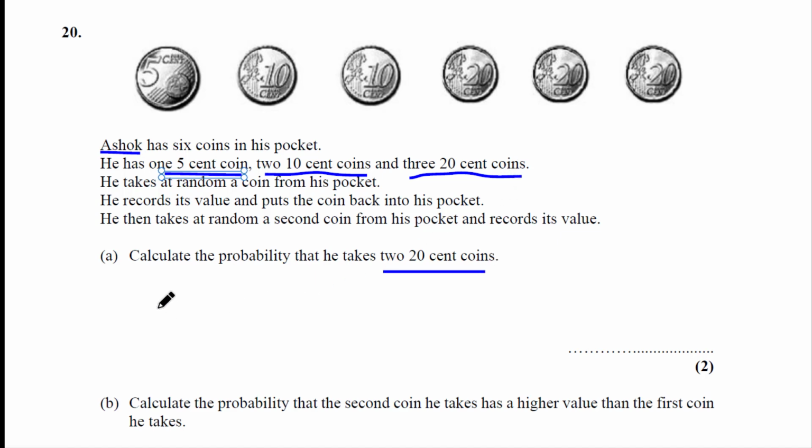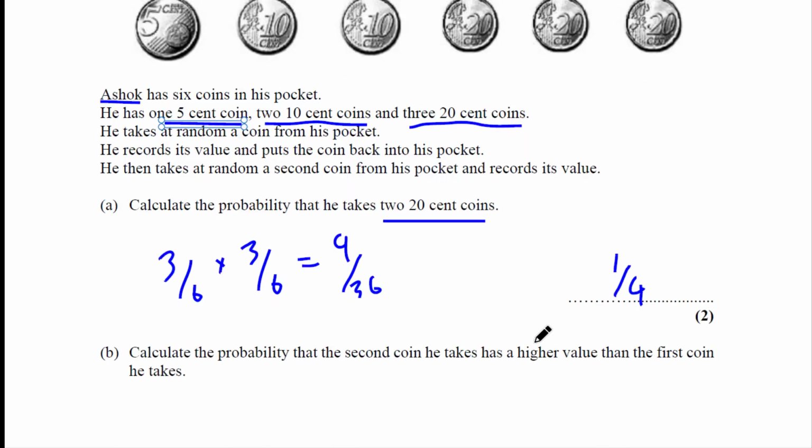So at first we've got 3 out of 6. That's a chance of picking up 1 20-cent coin, but he puts the coin back, so he's still got 3 20-cent coins again. So it's just 3 out of 6 times 3 out of 6, so that's 9 out of 36, and we should know that's 1 over 4. That's quite easily done.